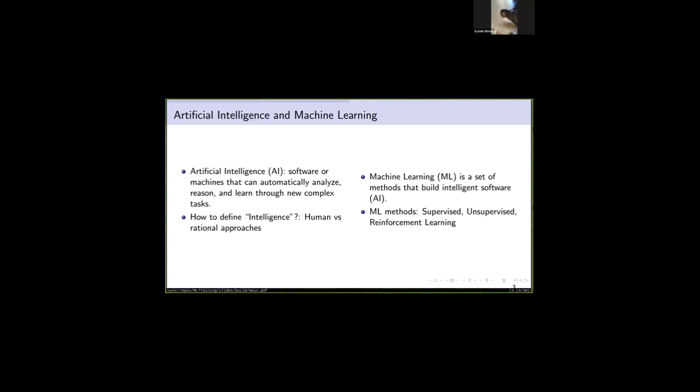So as I was saying, the term artificial intelligence is more general. Artificial intelligence is about developing software that is intelligent in a way that it can reason and learn to perform new complex tasks. The term intelligence is more like a philosophical thing, but there are two basic approaches to define intelligence. The first one is human, which means that software or a machine is intelligent if it can make decisions comparable to a human. You might be familiar with the Turing test. And the second one is the rational approach, which means that the algorithm should make the most rational decision.